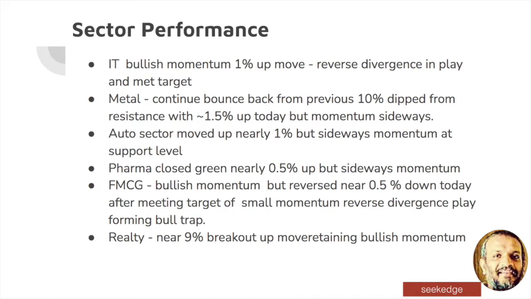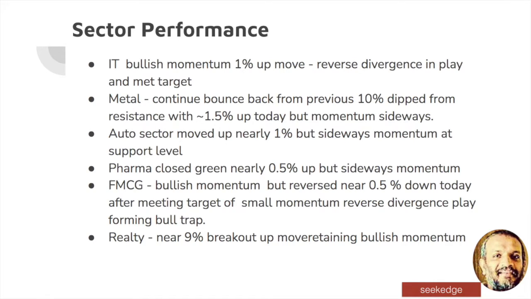FMCG is bullish, but today it was a bull trap. It moved up and then closed below the high of the previous candle, so it still made 0.5%, but yes, a 0.5% downward bull trap day. A small momentum reversal has happened, but it is still very much in the bullish zone. FMCG and IT are in bullish zones, and Realty did a breakout of 9%. Can you believe that? So momentum has burst out. Realty is already having a cup and handle pattern. It had broken out first, then formed the handle of the cup and handle, and then consolidated again, and then again it burst out today.